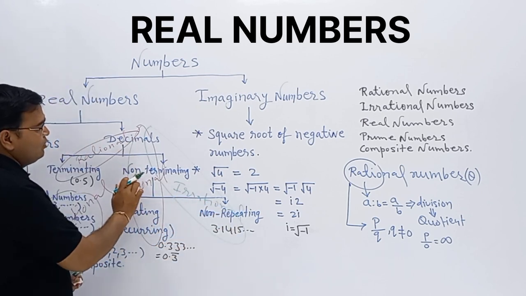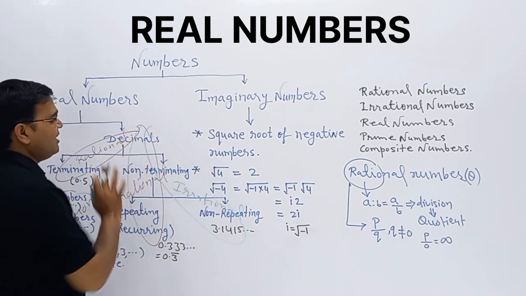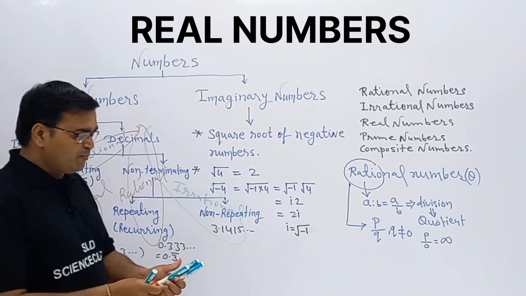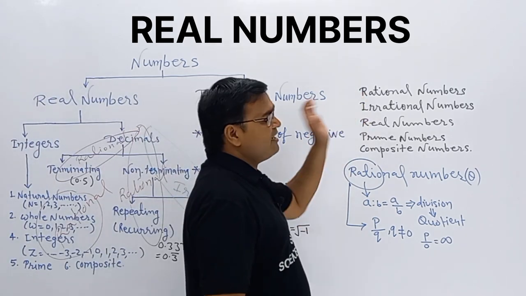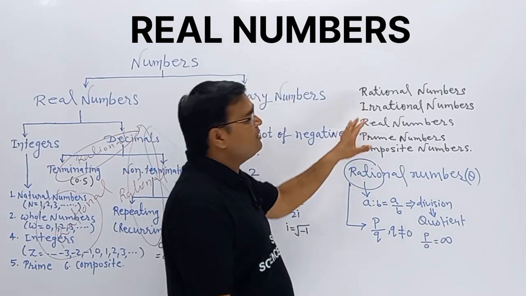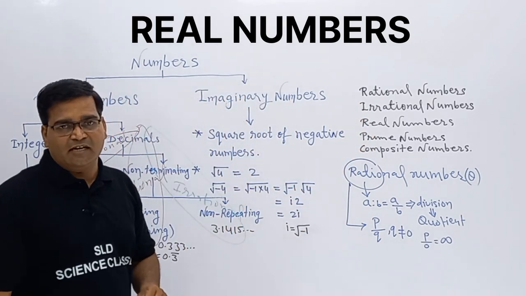A non-terminating, non-repeating decimal expansion will be irrational. In this way, I am explaining rationals and irrationals, and both are very important for the real numbers. Without knowing these, we cannot understand the real numbers.